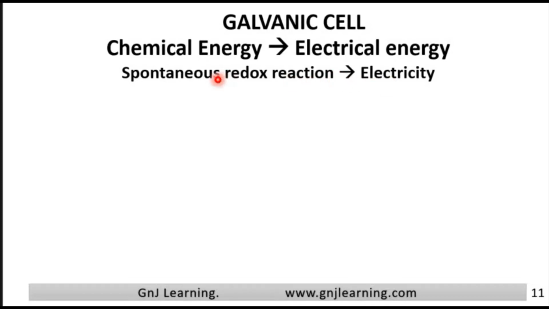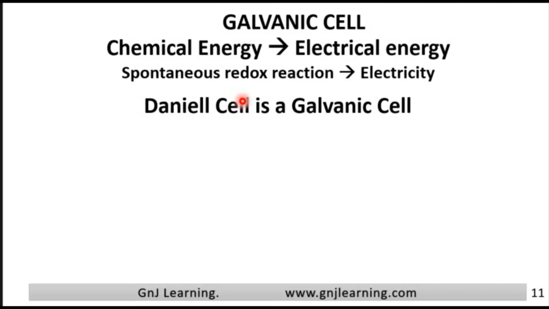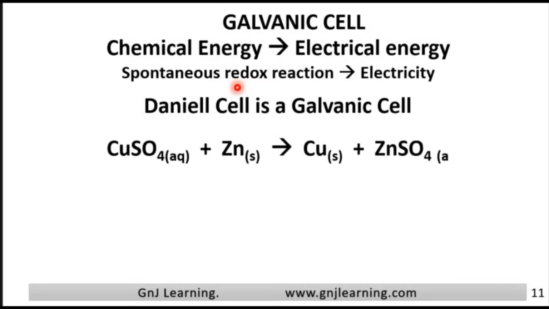A classical example for galvanic cell is Daniell cell. You might have heard about this cell in your physics lab. So Daniell cell is a galvanic cell that uses a spontaneous redox reaction to generate electricity. What is that spontaneous redox reaction that is used by Daniell cell? It is the same reaction that we already discussed in part 1 of this chapter.